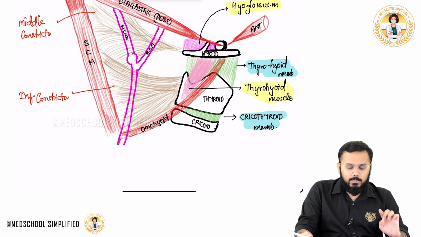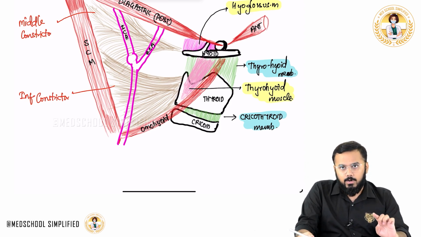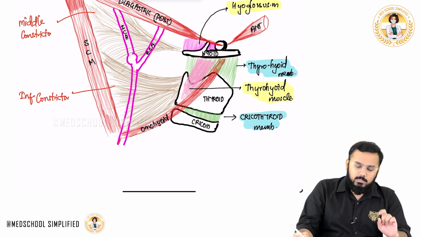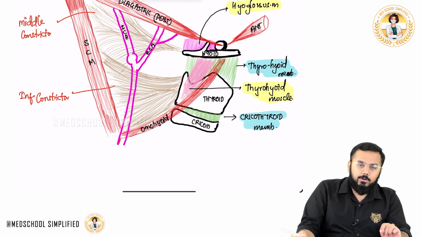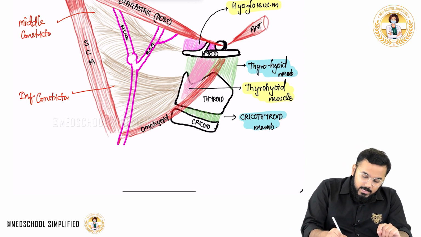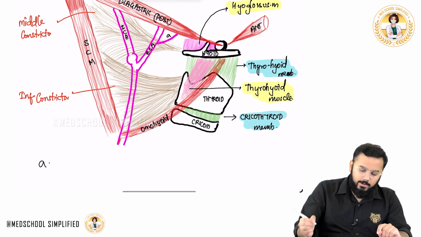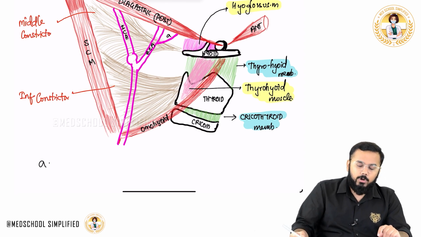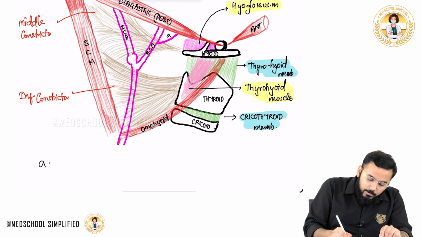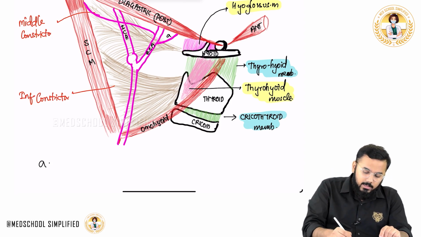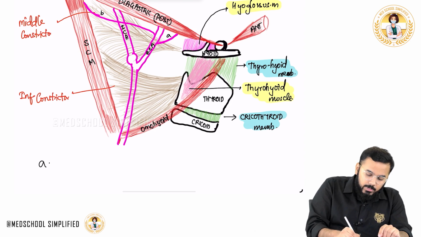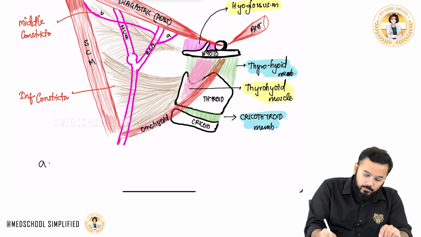Now let us look at the branches of this external carotid artery. Coming to the branches, this is the first branch of the external carotid artery. Let us name this branch as A. Next, there is another branch that is going on to the back side, onto the occipital side. Let us name this branch as B.